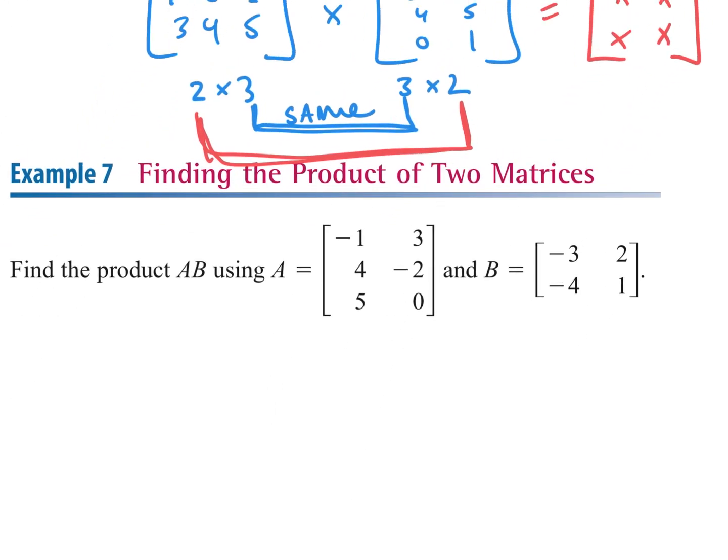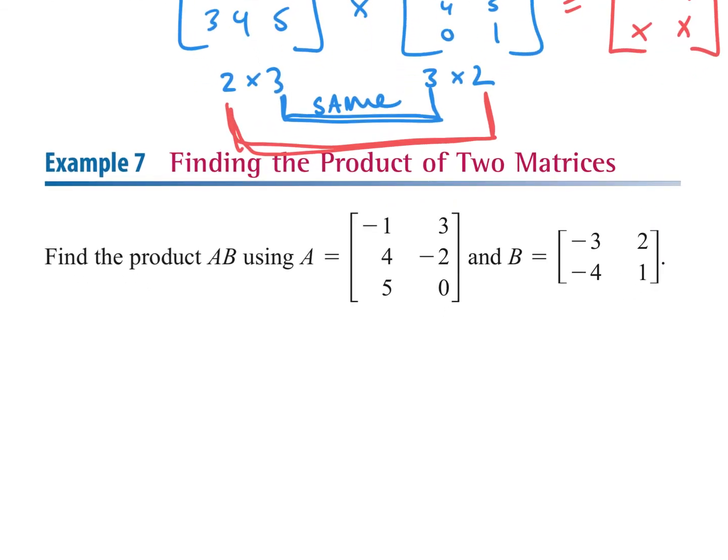All right, so looking at example 7. What are the dimensions of matrix A? A 3 by 2. And what are the dimensions of matrix B? A 2 by 2. So are the inside numbers the same? Yes, so that means we can multiply. If they weren't the same, it would not be possible. Whatever the two numbers on the inside are, they have to be the same. You could have a 2 by 3 and a 2 by 2. If the inside numbers aren't the same, you can't multiply.